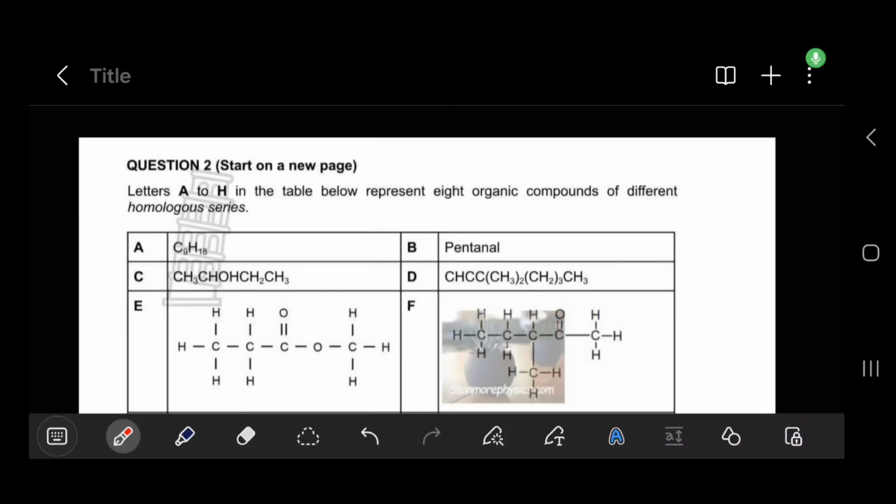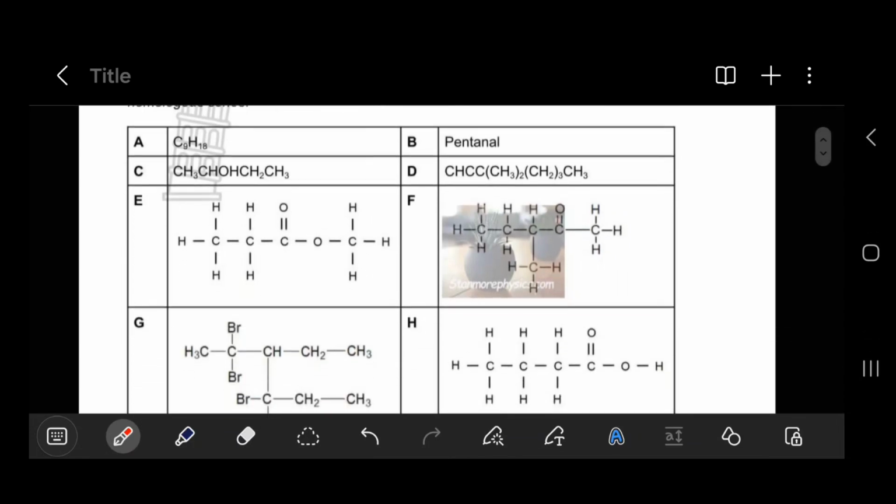Here is our second practice problem based on naming of compounds from the section Organic Chemistry. Here we've got question 2 that says letters A to H in the table below represent 8 organic compounds of different homologous series. Now, I mentioned to you guys in the previous video that we always start off by analyzing our table. Analyze each compound, all of these letters, understand which homologous series it belongs to, what its functional group is, because when you do that beforehand, you kind of already answer most of the questions in doing so.